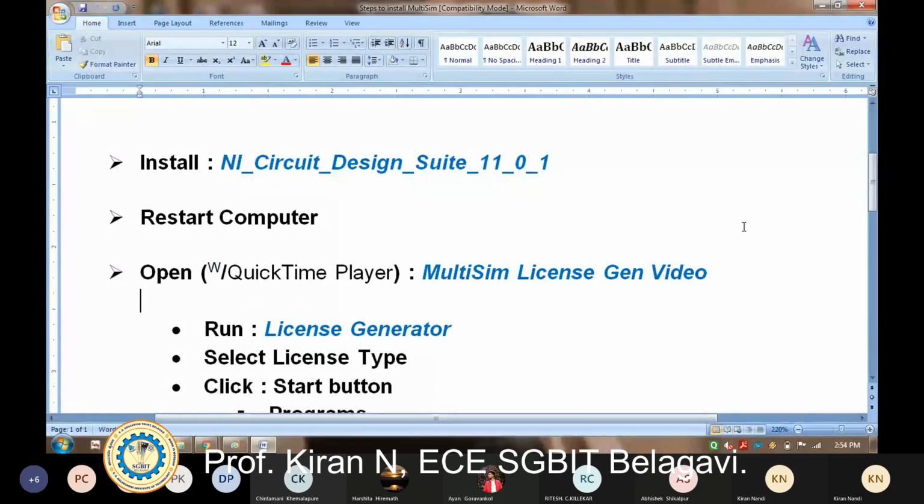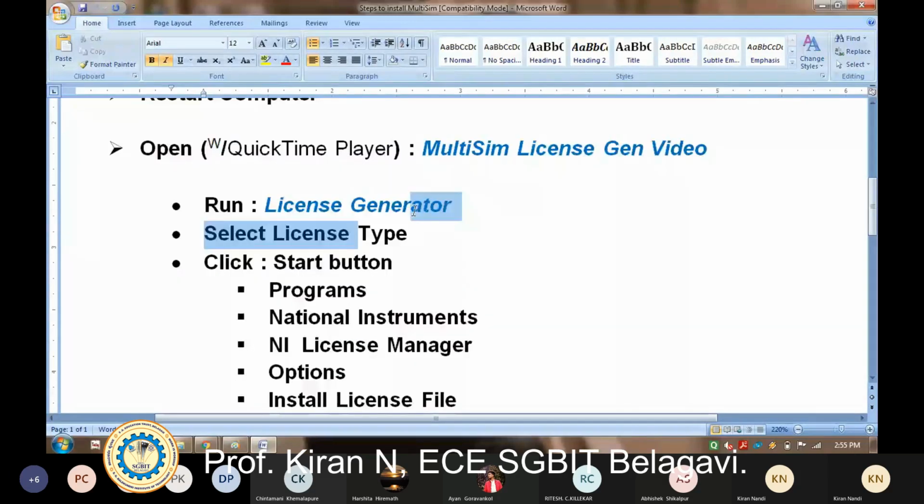So after installation, it will ask for a restart. Before installation, you should open a command prompt. There you can see here in the run window. In the run window, you have to write license generator, select a license type. I'll show you once again online, no need to worry. So these are the steps here.